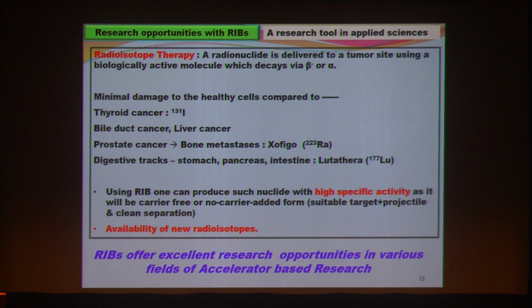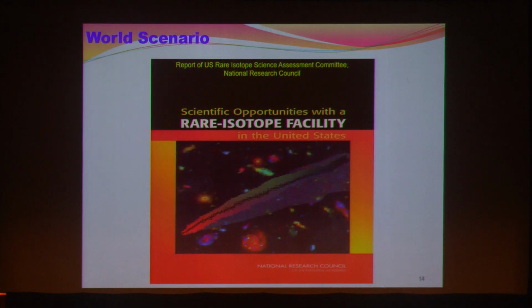So these are produced as such also, but using RIB, one can produce such nuclei with a very high specific activity, as it will be carrier-free or no-carrier-added form, that we can fine-tune using a suitable target-projectile combination, and a very clean separation which is available in any type of RIB facility. And this study also has the potential of finding new radioisotopes for different other types of treatment. So, to summarize, RIBs offer excellent research opportunities in various fields of accelerator-based research.